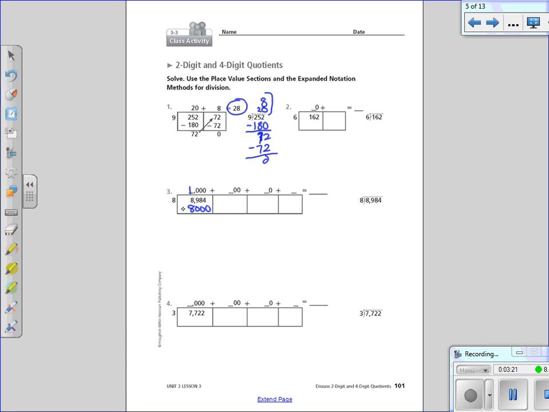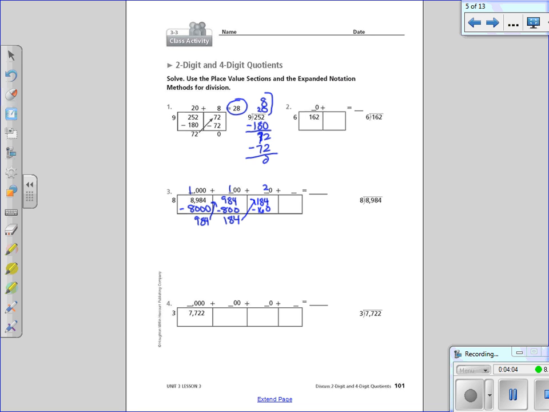Next step is subtract. 8,984 minus 8,000 is going to be 984. I'm going to bring our number up. 984. You can get 800 in that. So 1 times 8 is 800. We're going to subtract. Bring our number up. 8 goes into 18 2 times. We put the extra 0 because of the 4. So 20 times 8 is 160.